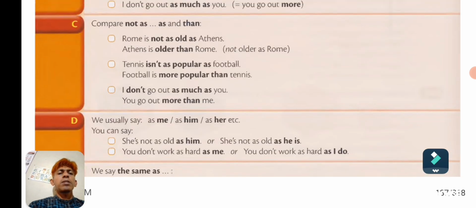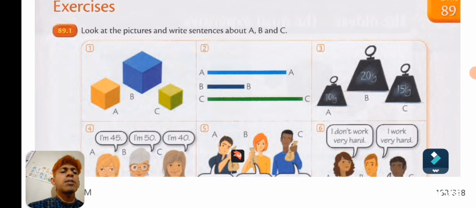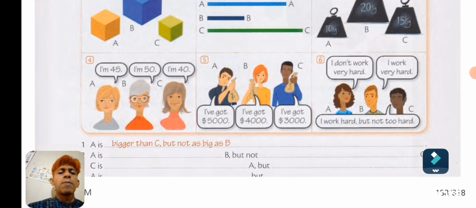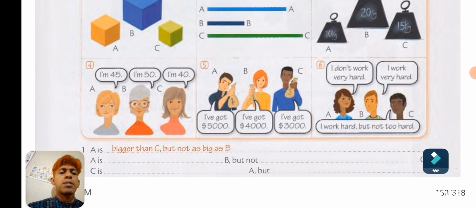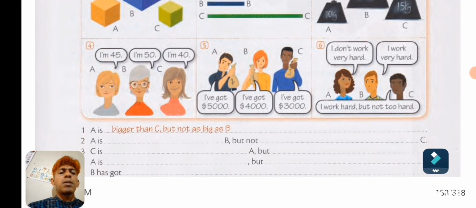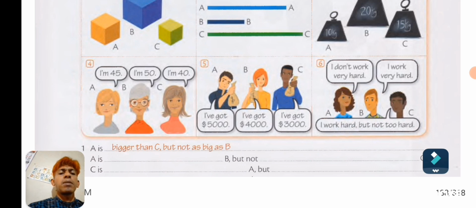Okay, we finished Unit 89. Look at the pictures and write sentences about A, B, C. Here, in the first one, there are 3 boxes, A, B, C. B is the biggest one, C is the smallest one. A is bigger than C, but not as big as B.